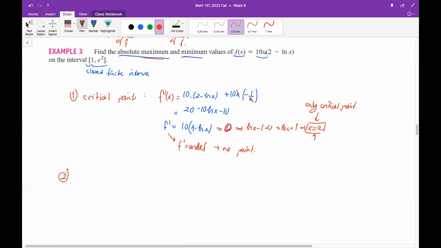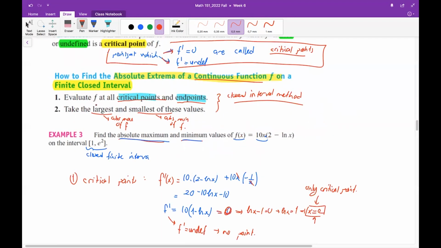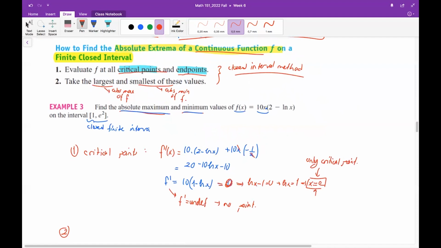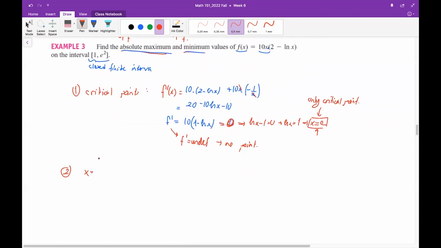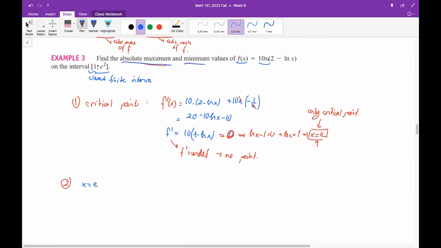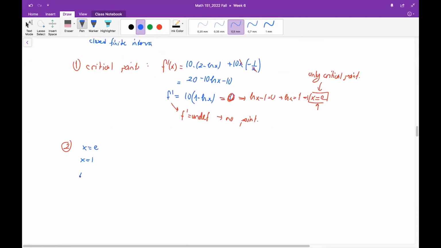Now, for step 2, remember what we do? We will make a list of critical points, also including the endpoints, and we will evaluate the values of the function at all those points in our list. So x equals e is the critical point. What are the endpoints of our interval? You see, there are also these endpoints. Okay, this comes from the critical point, and these two come from the endpoints of the closed interval.